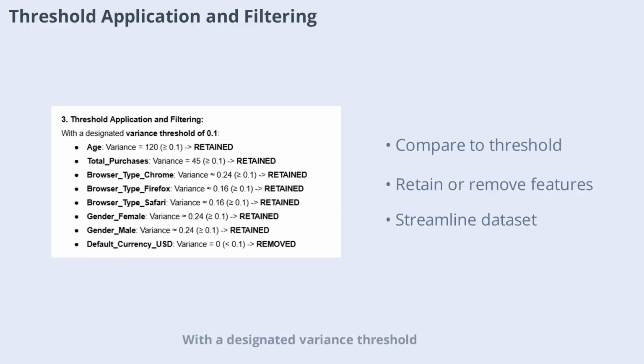With a designated variance threshold, compare each feature's variance to the threshold. Features meeting or exceeding the threshold are retained, while those below are discarded. This filtering process streamlines your dataset, making it more manageable and focused on variables that truly matter for prediction.